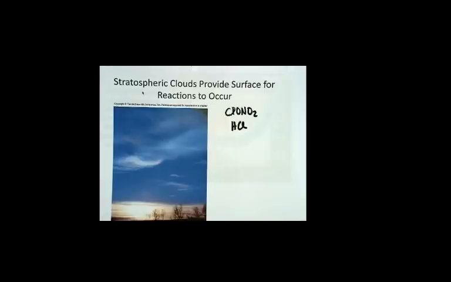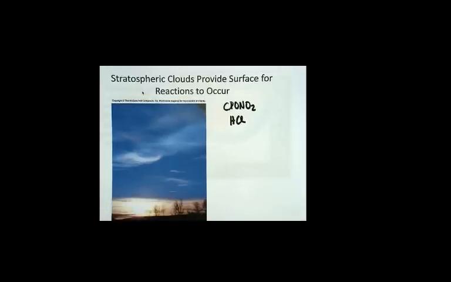Once a chlorine atom gets bound up into one of these molecules, normally it's not going to break because the ultraviolet light isn't enough. But because of the surface of the cloud, it almost acts like a catalyst and allows the chlorine to be broken off. All right, well, not until it gets sunny outside.